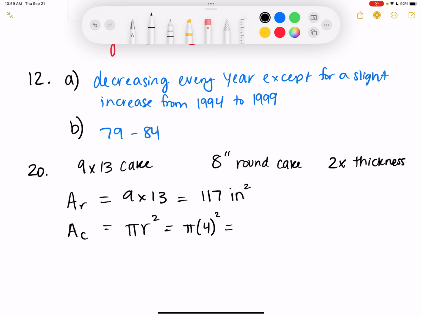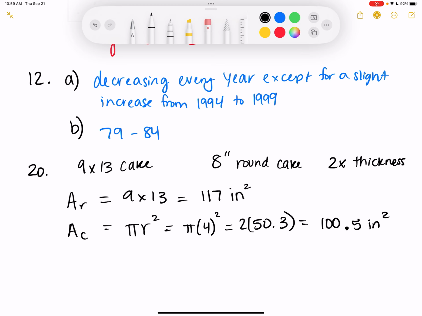I'm gonna check. Okay, 50.3. And then it's twice the thickness, so we need to multiply it by 2. So it is 100.5 inches squared for that one.